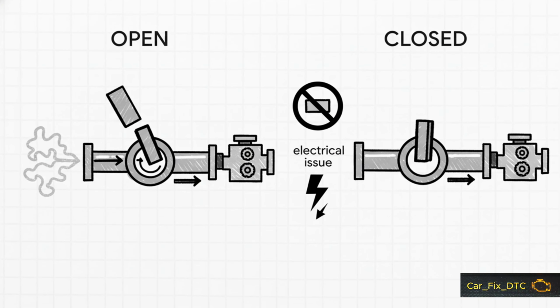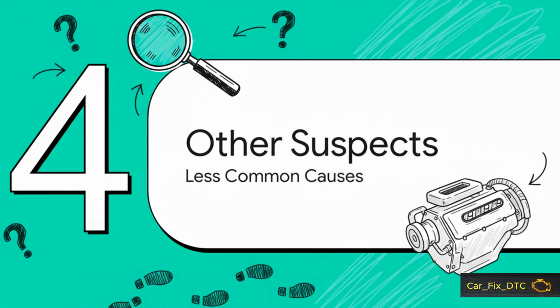So what does this little guy even do? Well, just think of it as that gatekeeper we talked about. It's a small valve, and its only job is to open and close at exactly the right time. When it opens, it lets all those trapped fuel vapors get sucked into the engine and burned off cleanly. But if that gate gets stuck open, or stuck shut, or has an electrical issue, the whole system fails and triggers the code.